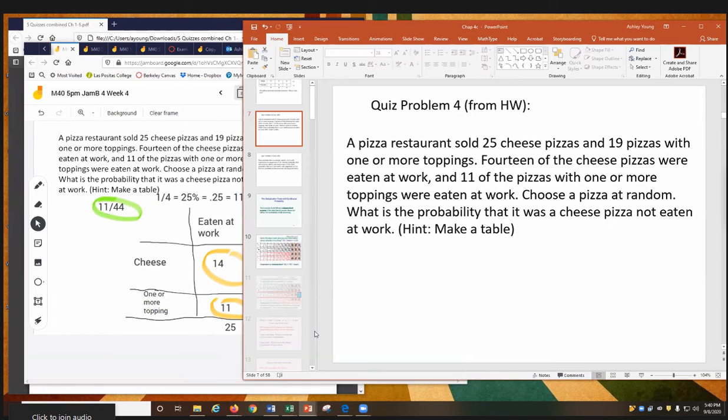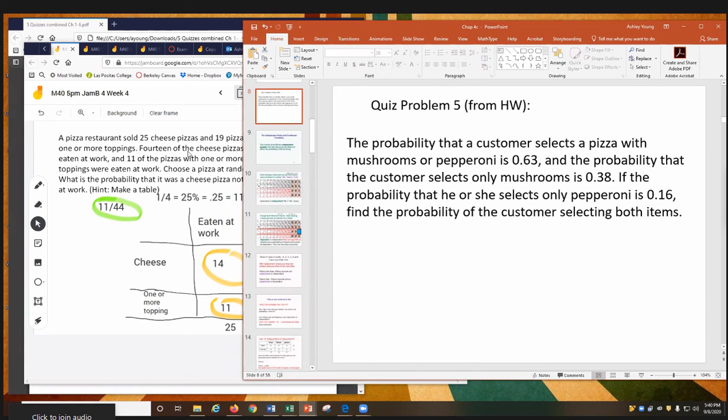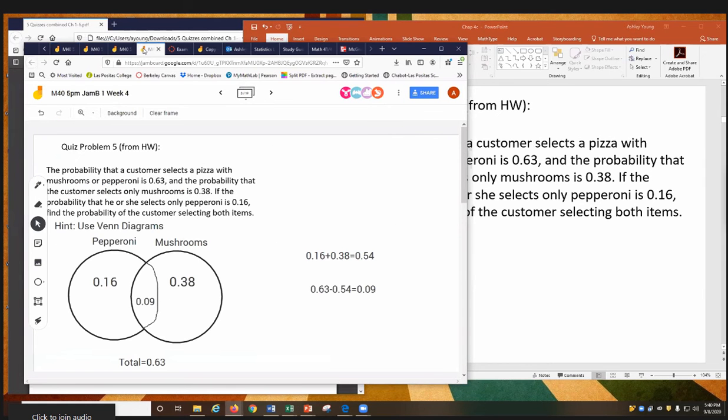Okay. Next one is quiz problem number 5. So this is also from your homework, right? So these two problems, I have them in here because these are going to be in your homework. And I want you to be able to see them before you get them somewhere else. So here's the Venn diagram way of doing it. Someone from group 1, do you want to explain this?